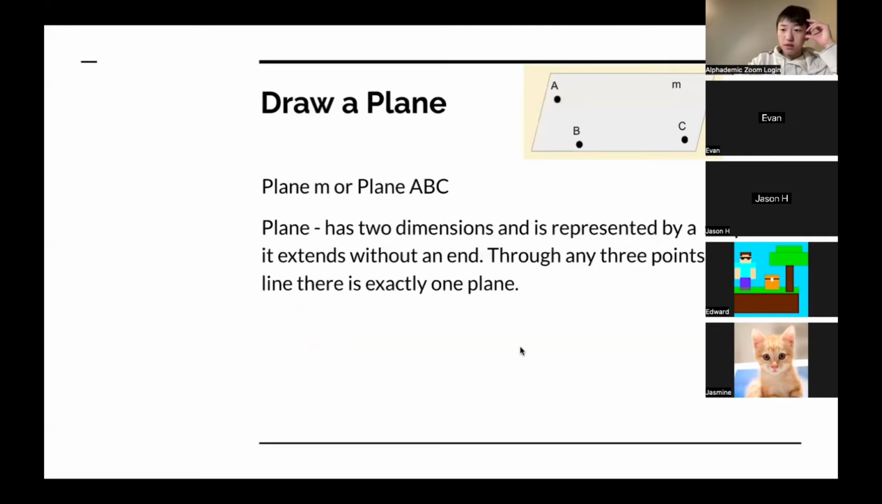All right. And now we are going on to planes. So a plane, you can call the plane in the picture either plane M or plane ABC. Either one works. The official definition of a plane is it has 2 dimensions and is represented by a shape, but it extends without an end. Through any 3 points not on a line, there is exactly one plane. The main takeaway for this is just to remember that you can call it plane ABC or plane M.